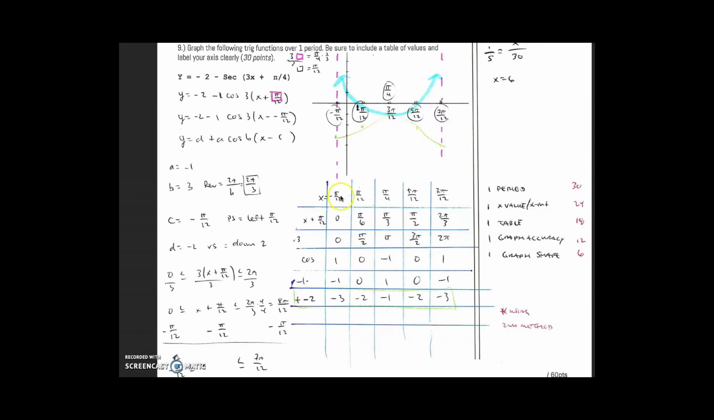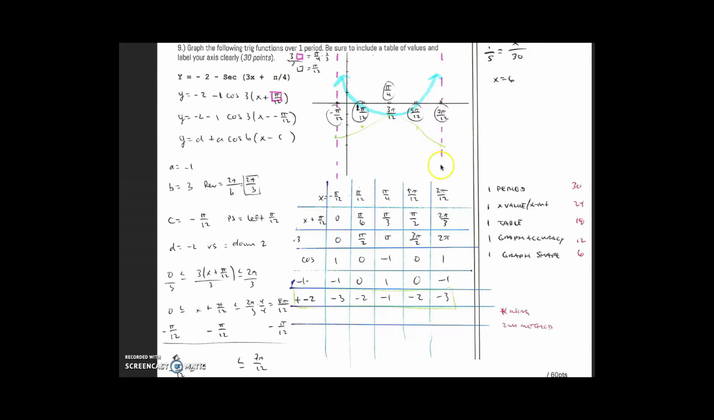Now I'm going to graph those points. At negative pi over 12, I have -3. They're in green. At pi over 12, I have -2. Pi over 4 is -1. 5 pi over 12, -2, and then 7 pi over 12, -3. So there's the graph of cosine.